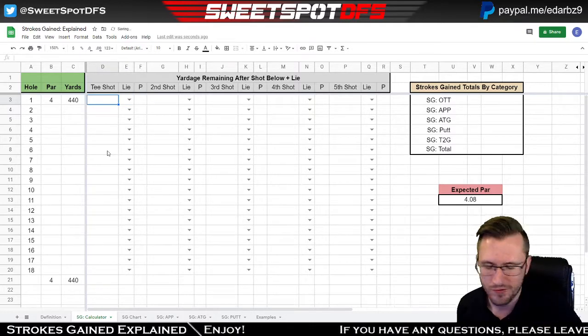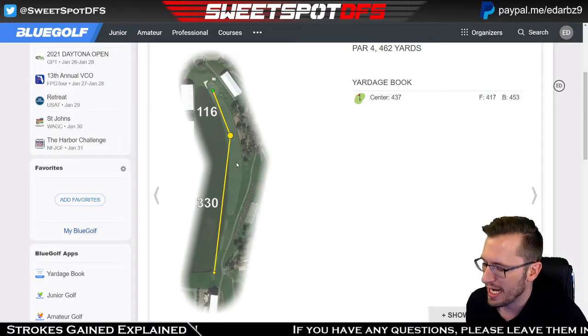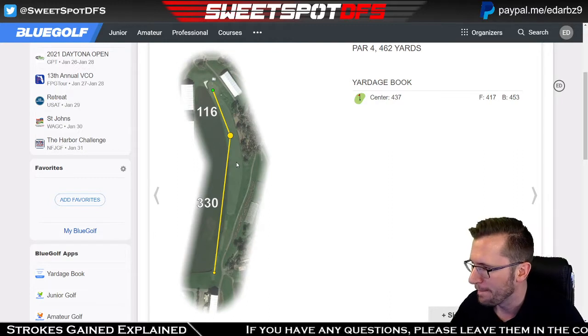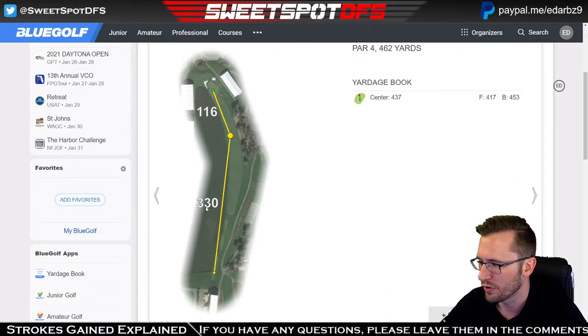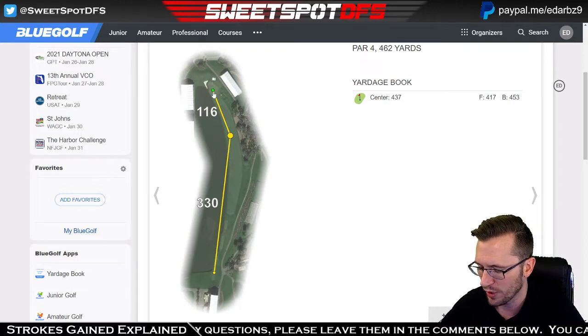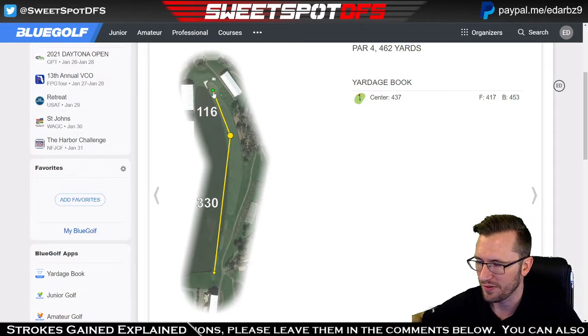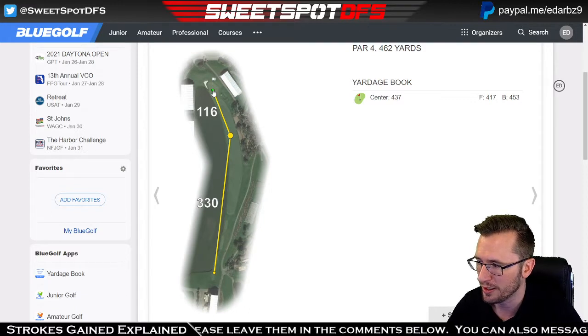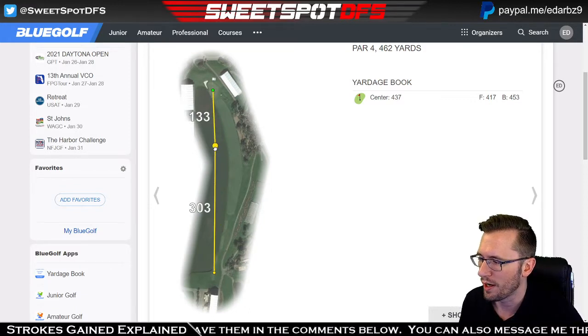I used the Ricky Fowler example, and I actually had this up. I forgot to use it, but this is exactly what he ended up doing. 330 yards, had 160 yards left to go into the green. Obviously, he hit it to within 15 feet and made the putt. But let's say he hit it into the water.